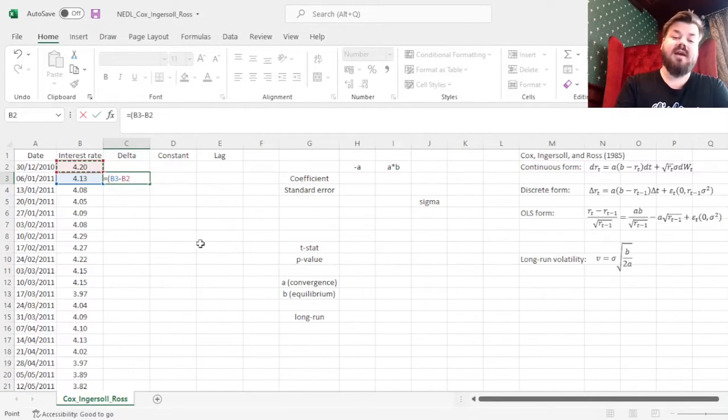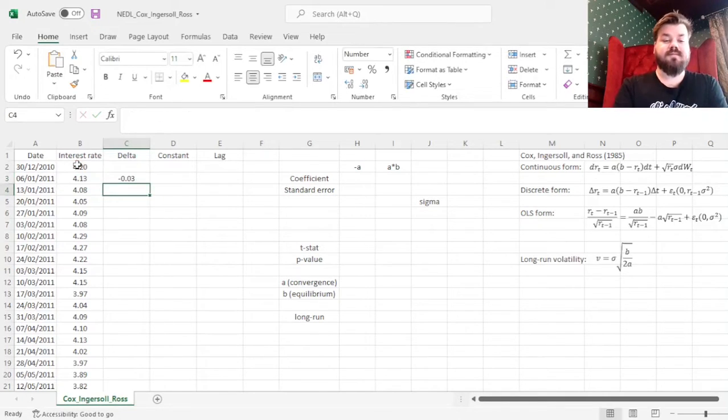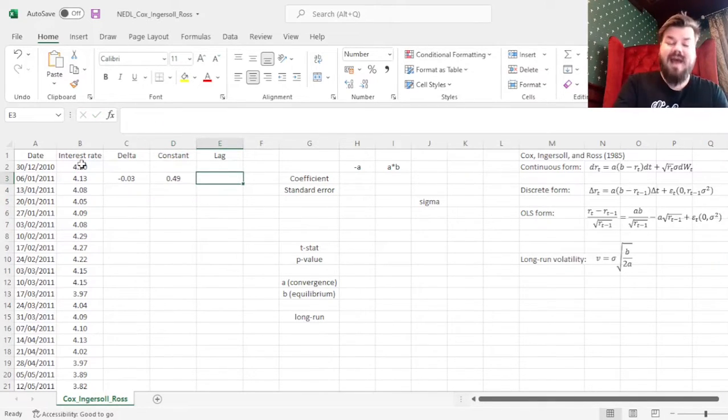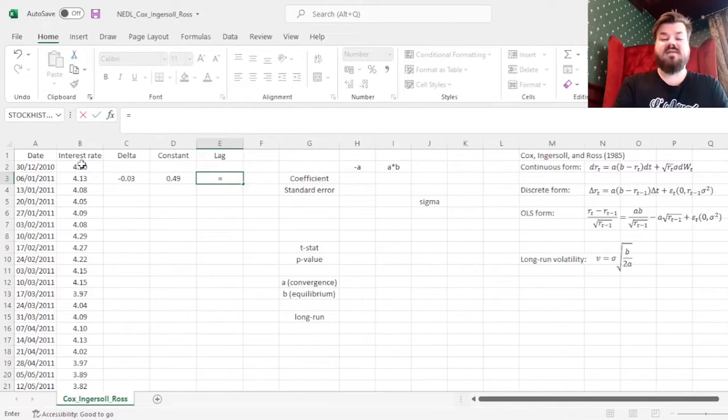So interest rate today or this week minus interest rate last week. However, we need to normalize it, so we divide it by the square root of lagged interest rate. The constant term would be just 1 under normal circumstances, but here, as we're estimating the model using weighted least squares, we can adjust this 1, dividing it by the square root of the interest rate still. And for the lagged interest rate, we do need to effectively divide the lagged interest rate by its square root.